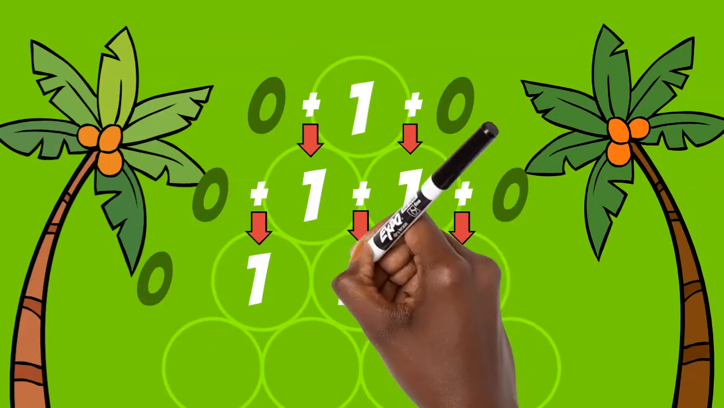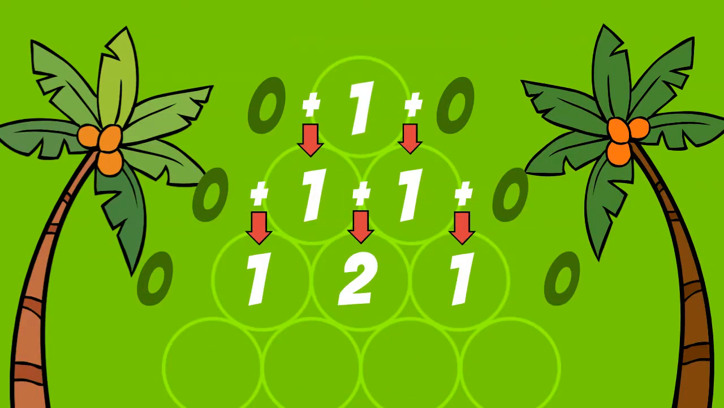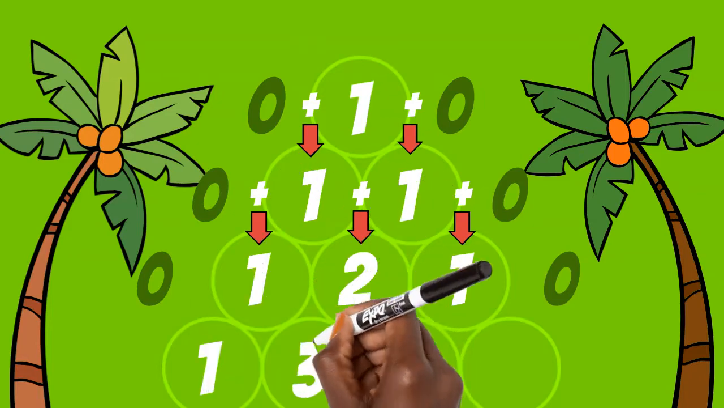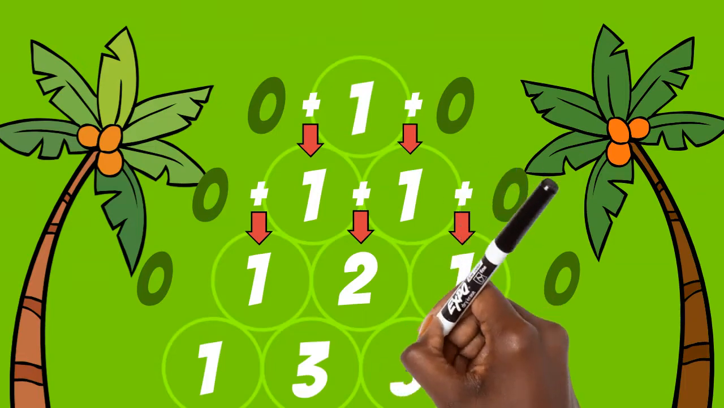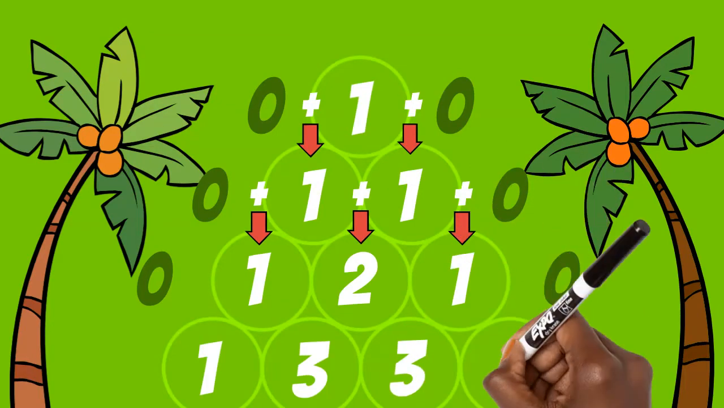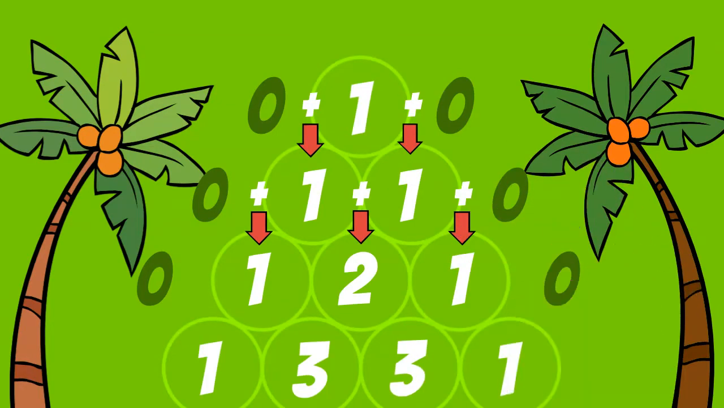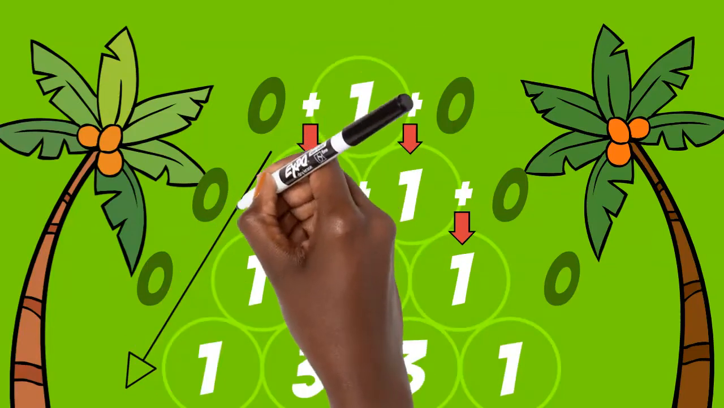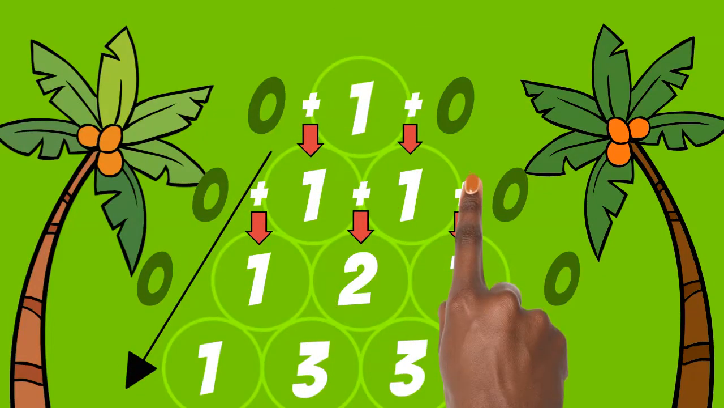So after this row, the fourth row will look like 0 plus 1 equals 1. 1 plus 2 equals 3. 2 plus 1 equals 3. 1 plus 0 equals 1. Okay, this is really cool. Yeah, and like I said, the triangle goes on forever. There's no end to it. We just follow the same pattern. What else do you notice?